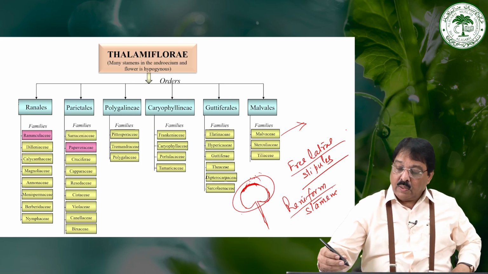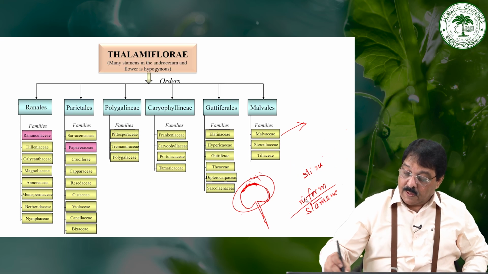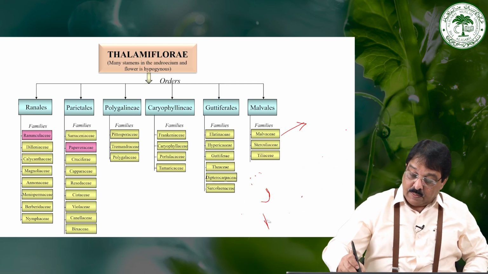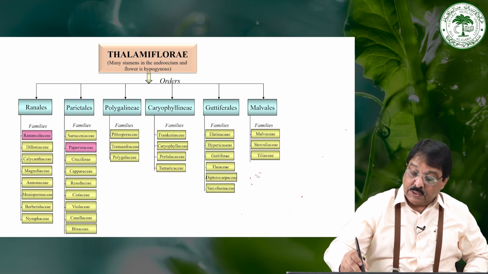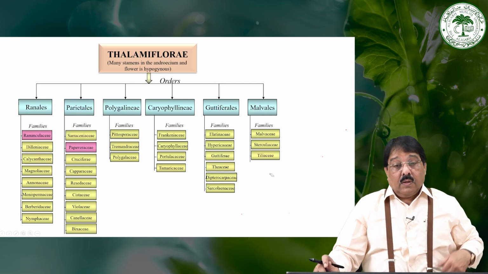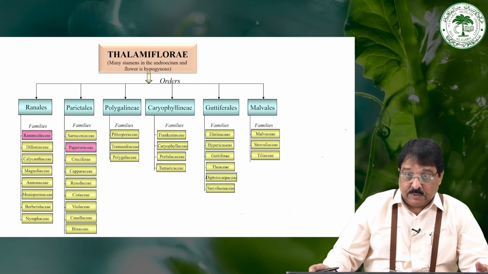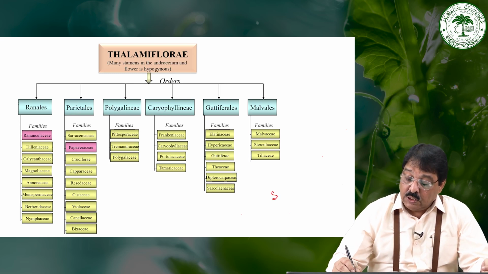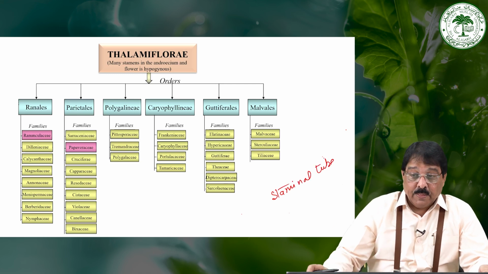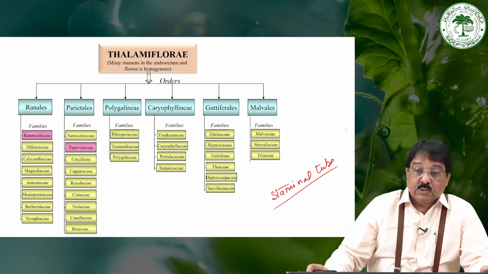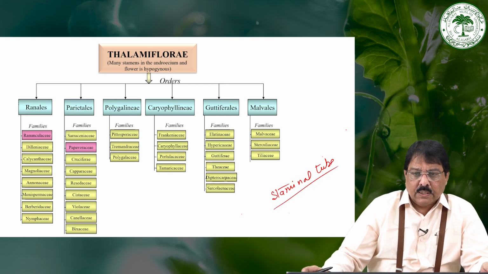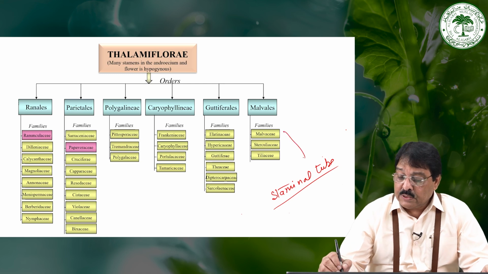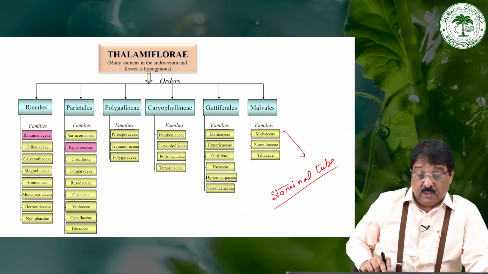And one thing more, that is the style. The stigma is free, while all the styles are free, and the style passes through the staminal tube. It is also one of the characters of the Malvaceae. So on this basis, we can identify the family Malvaceae.